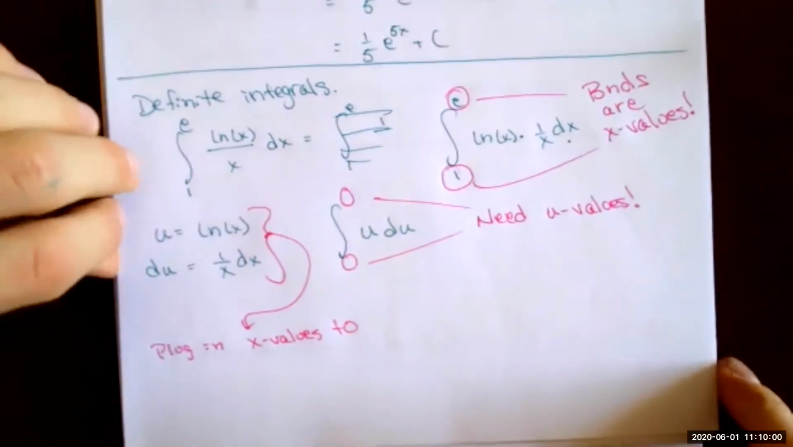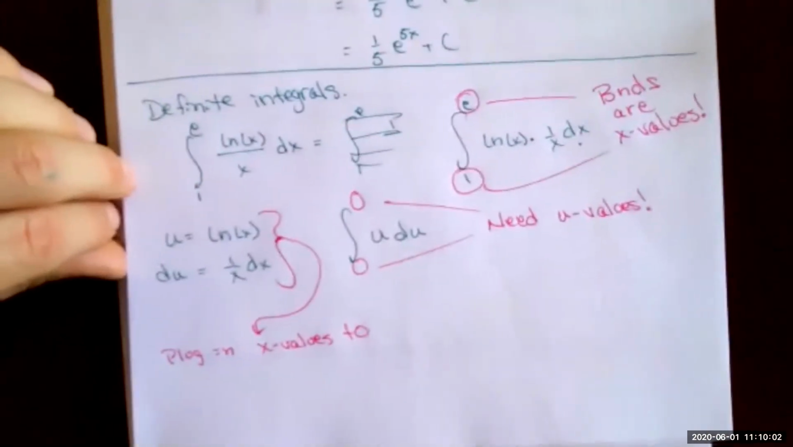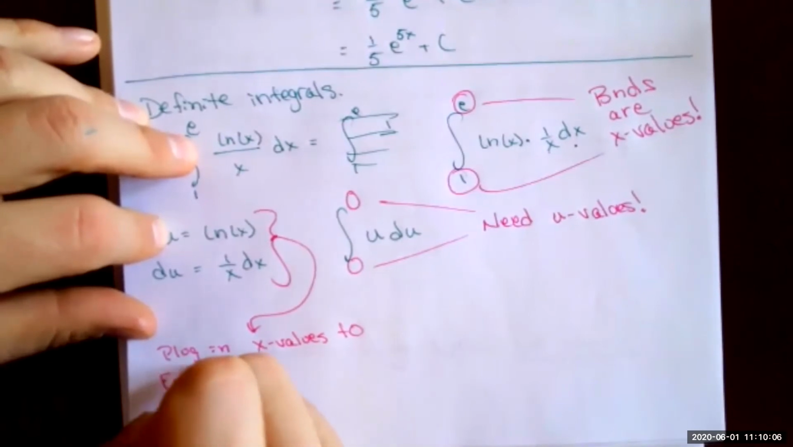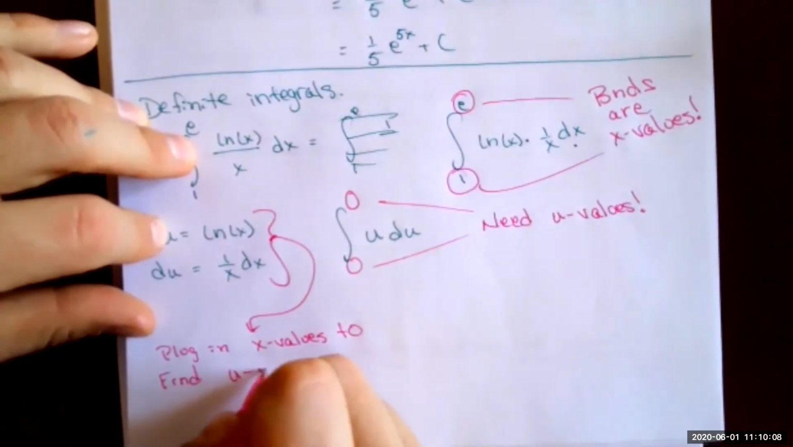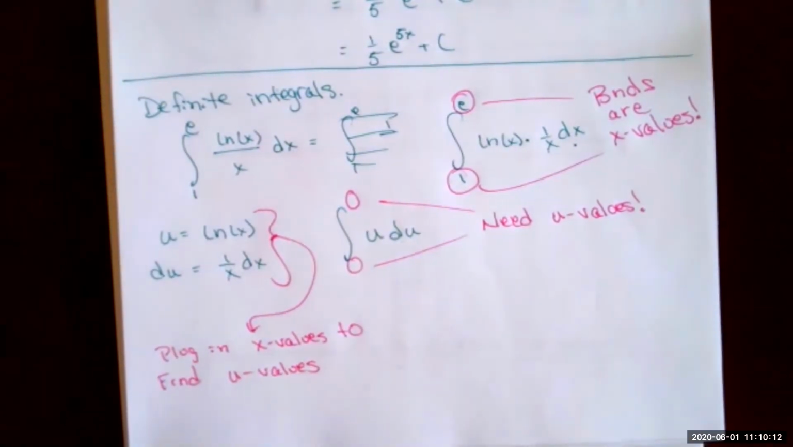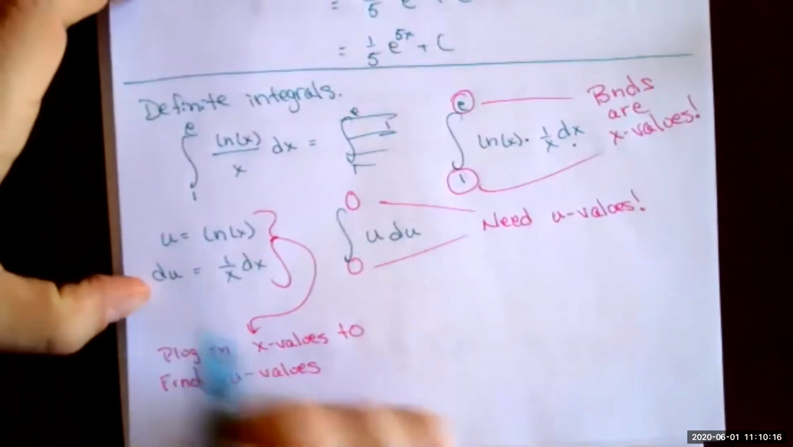Can you guys see that? To find the u values. So I'm going to be running out a little bit of space here, but I can rewrite things on the next page if we need to.